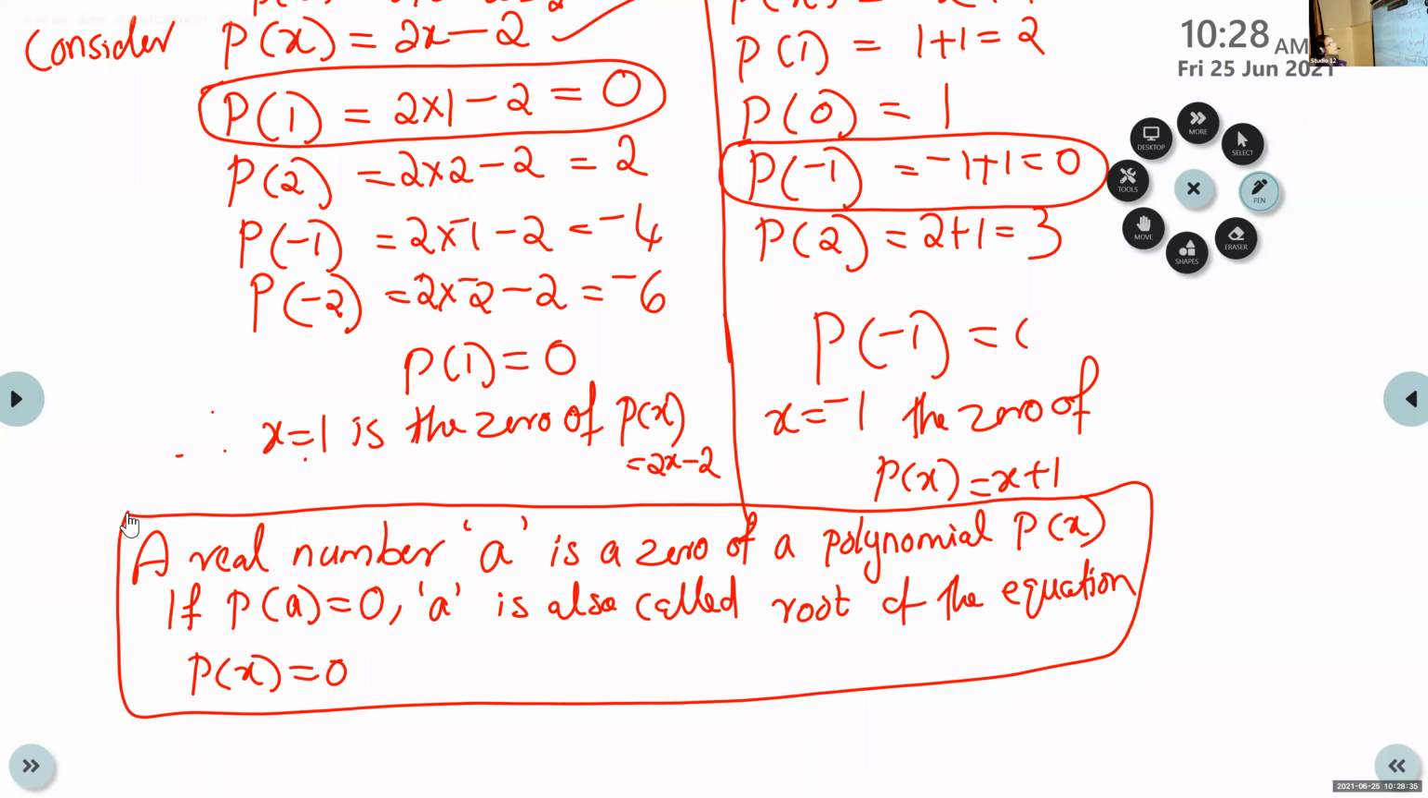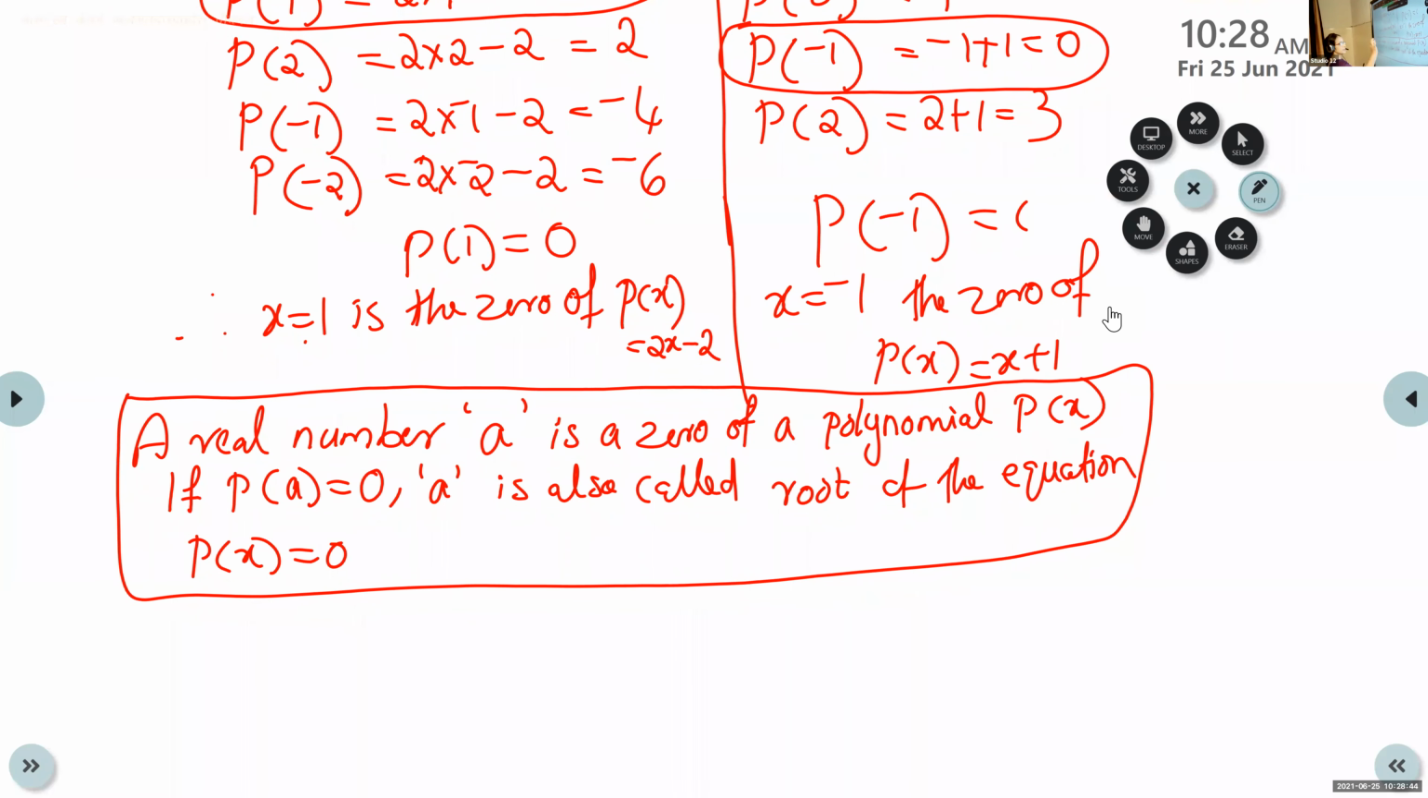Now, what is this sentence saying? A real number a is a zero of a polynomial p of x if p of a equal to zero. See, in the first example, p of 1 becomes zero. In the second example, p of minus 1 becomes zero. So this 1 or minus 1, a zero can be any real number. If p of a is 0, then that a is called a zero or root. Zero or root, both have the same meaning. Root when it is an equation, zero when it is a polynomial. Equation means we must write p of x equal to 0. This is a polynomial equation.